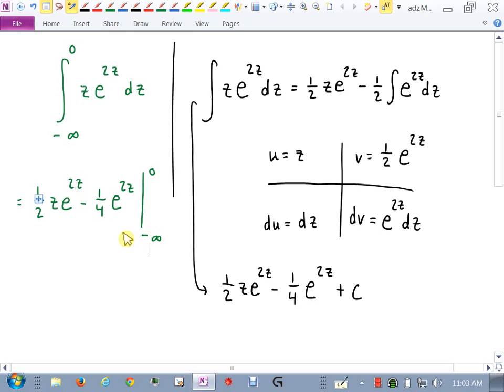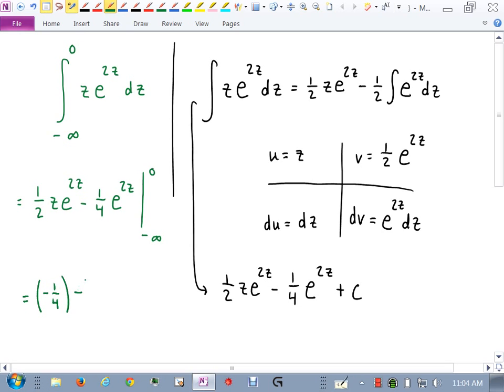All right. So I'm going to plug in 0 first, figure out what happens, then subtract from that what I get when I plug in negative infinity. Plugging 0 in, what happens here? We get 0, right? This first term is going to give us 0 because e to the 0 is 1. So this is just going to be 0, and then here, this is minus 1/4. So we'll get negative 1/4 when we plug in 0.